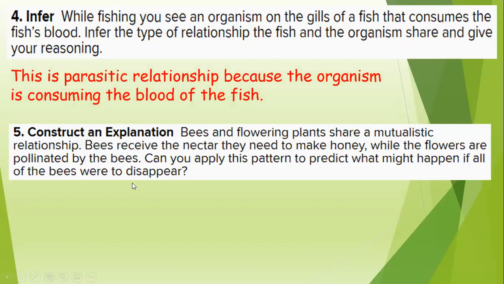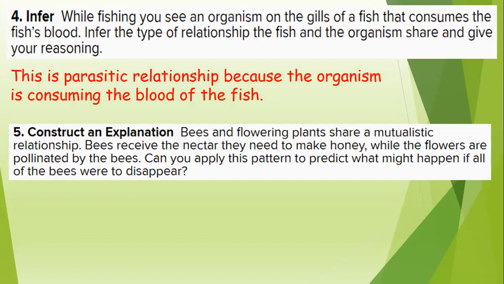Let's go to the next question here. Construct an example, an explanation. Bees and flowering plants share a mutualistic relationship. Bees receive the nectar they need to make honey, while the flowers are pollinated by the bees. Can you apply this pattern to predict what might happen if the bees disappear? Now, in the relationship of bees and flowering plants, if we don't have the bees, what will happen? Bees are pollinating the flowers.